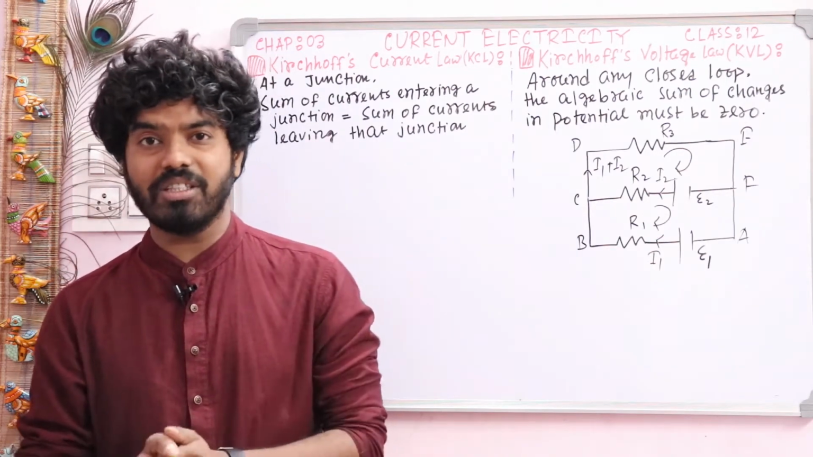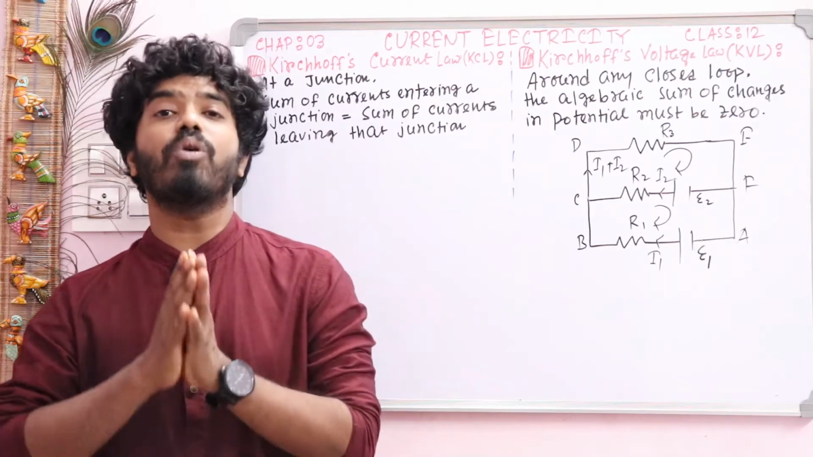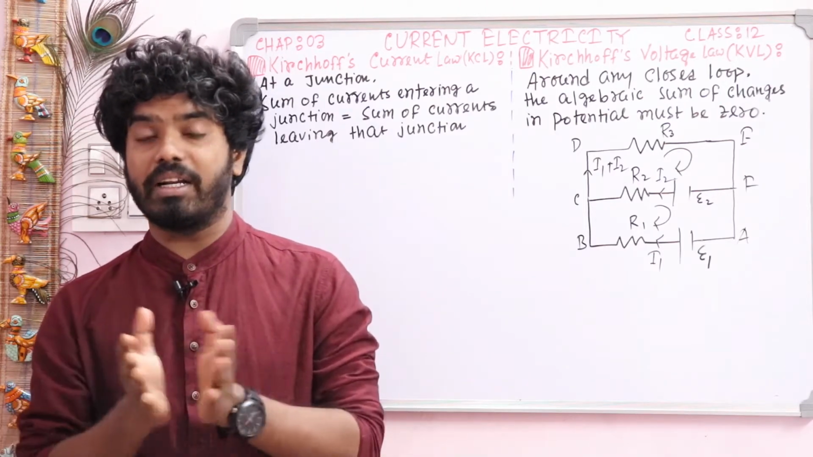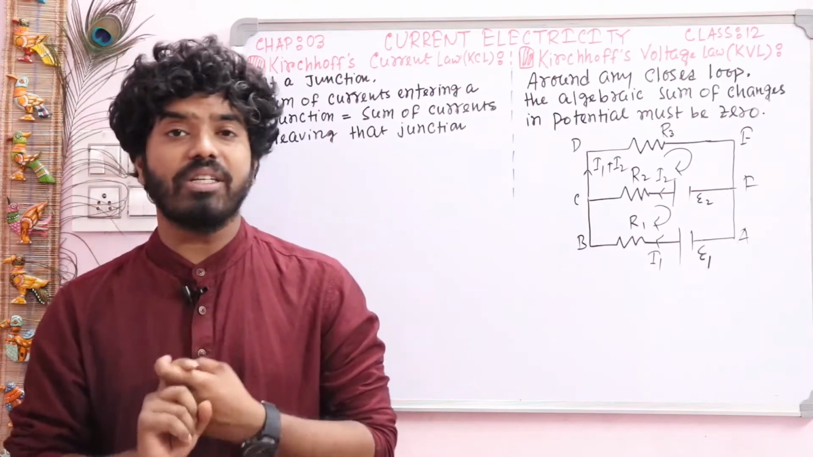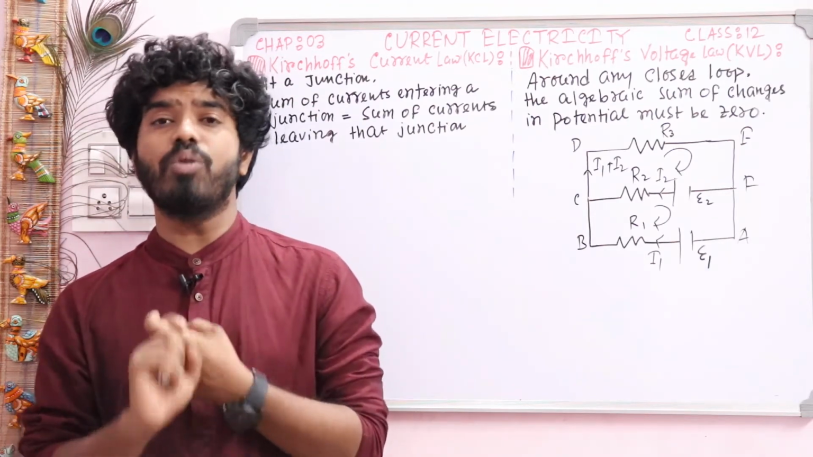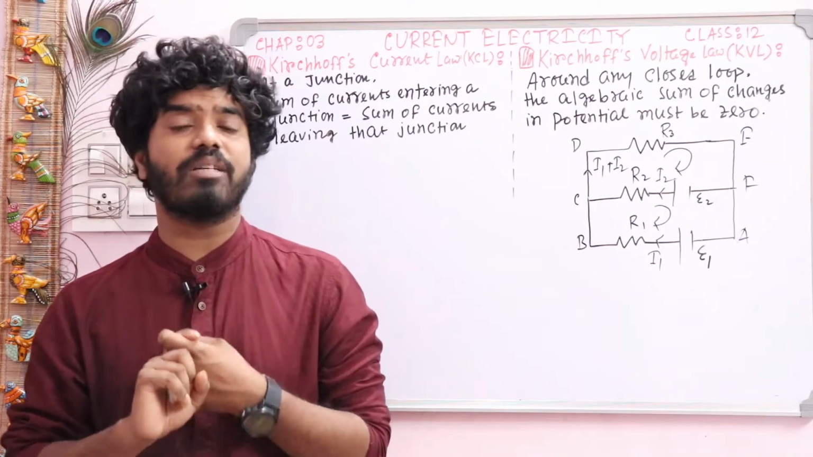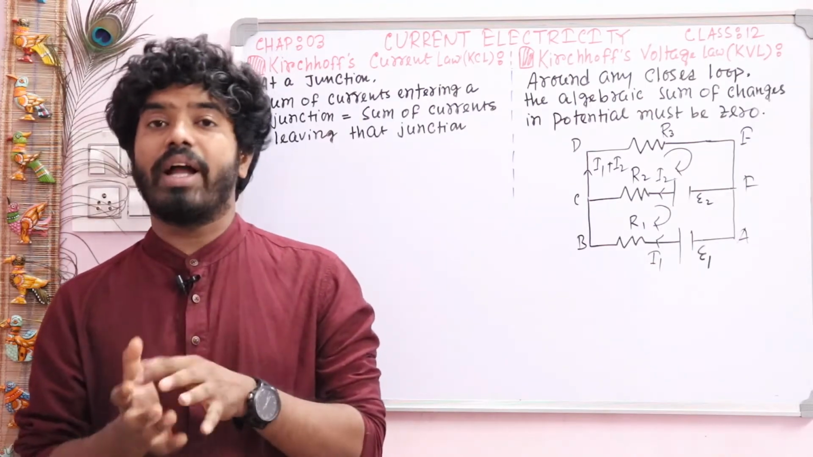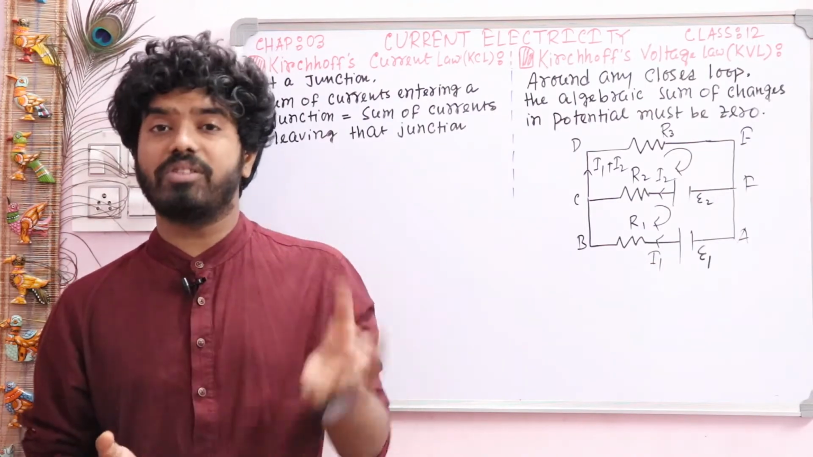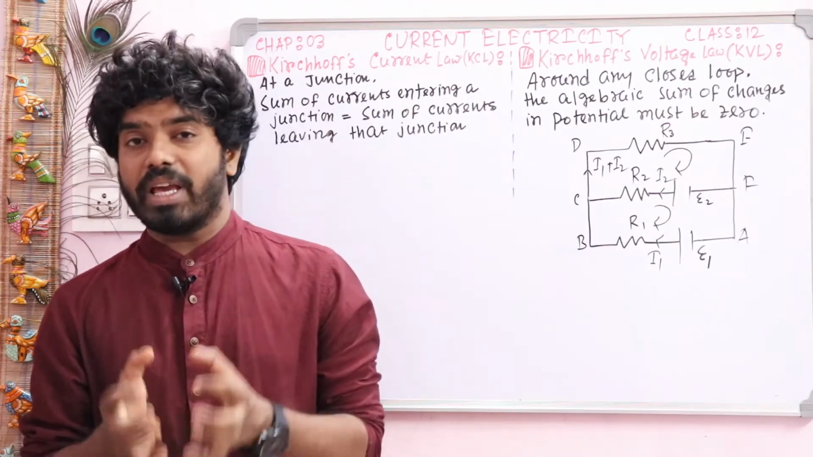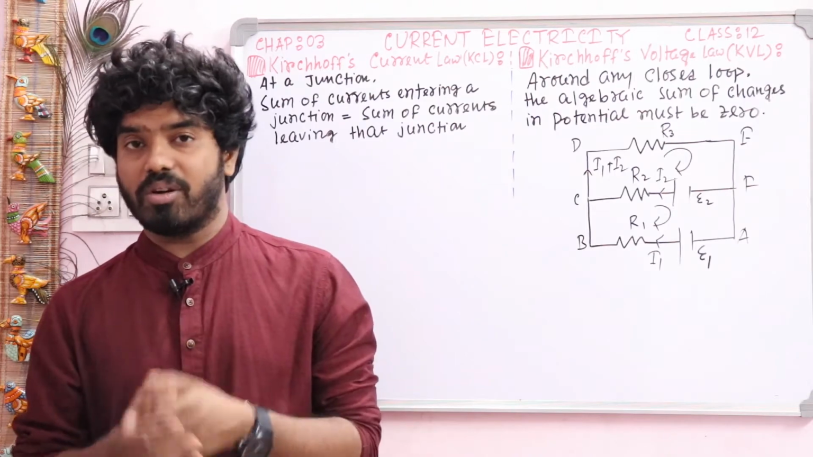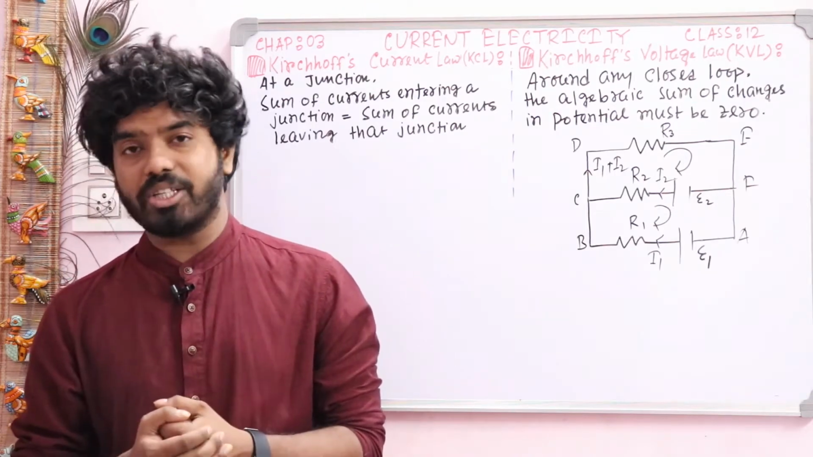So what is a junction? When two or more wires or conductors meet at a point. Basically, when two wires or two conductors meet at a point, it is known as a node, and when three wires or more than three wires meet at a point, it is known as a junction. So Kirchhoff's first law is related to the junction rule.